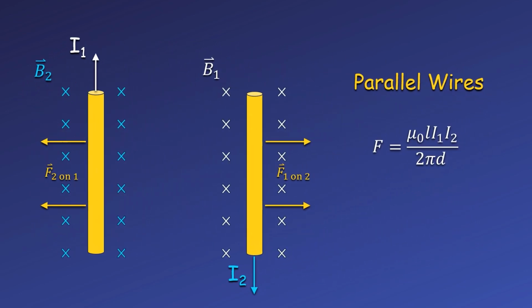If we only change the current direction in the second wire, it will feel a force in the opposite direction. But this also changes the direction of the field interacting with the first wire, so its force gets flipped as well. This means wires with current in opposite directions repel each other, and the magnitude of this force is the same as before.